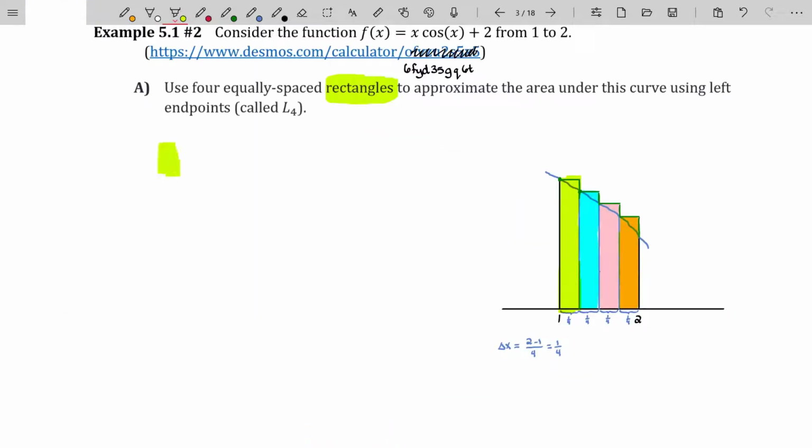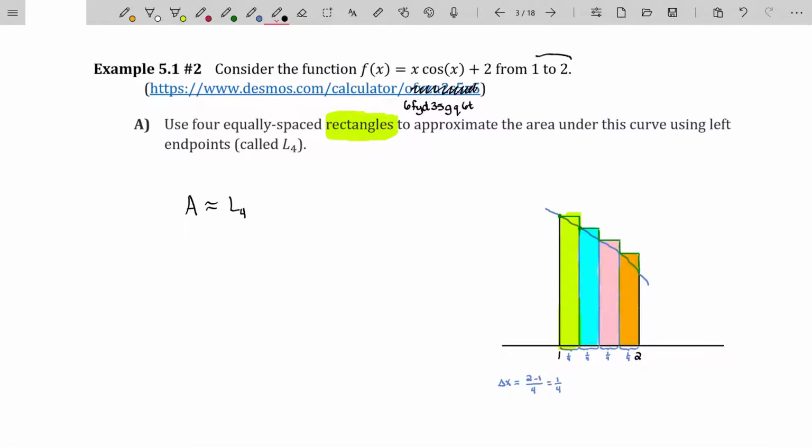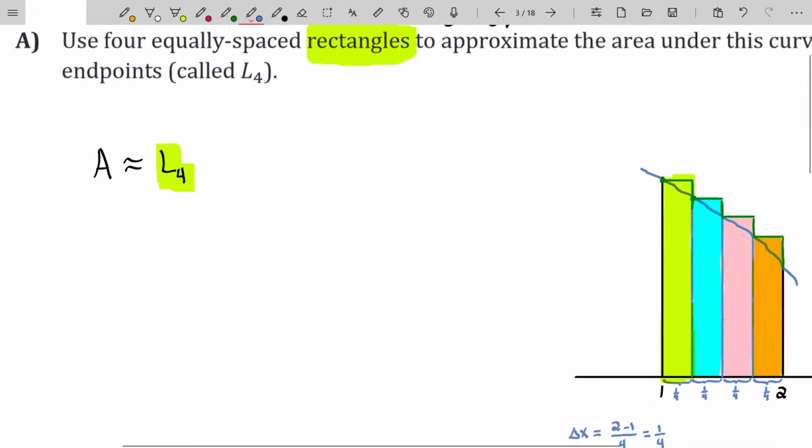So I'll say the area is approximately equal to L sub 4, and we use that to tell the world that we've sliced this curve between 1 and 2 into 4 slices, and we've used left endpoints. That's what L sub 4 means. I've sliced the area underneath that curve to the x-axis into 4 equally spaced subintervals, and we're using the left endpoints to approximate the heights. So for the first subinterval, it's going to be, I want black ink, please.